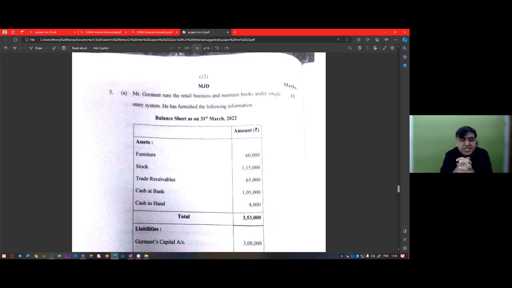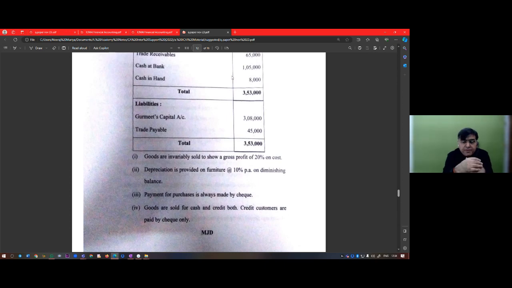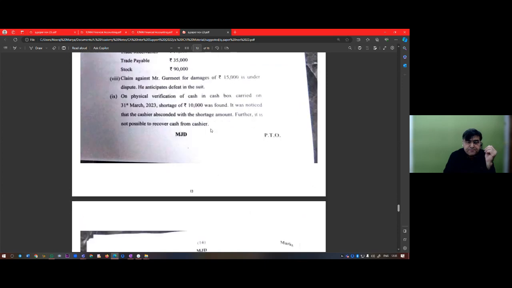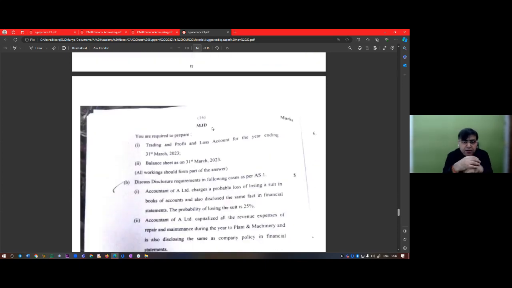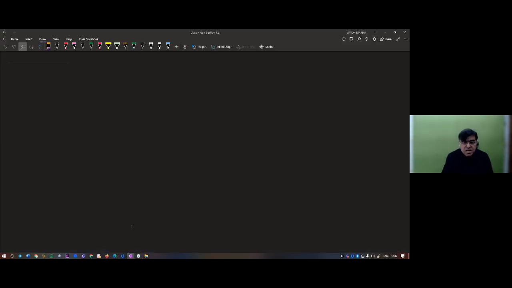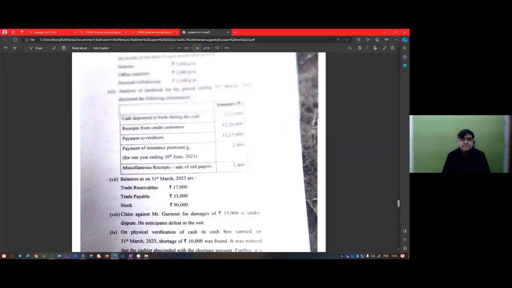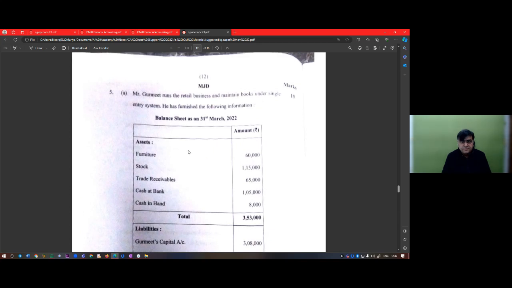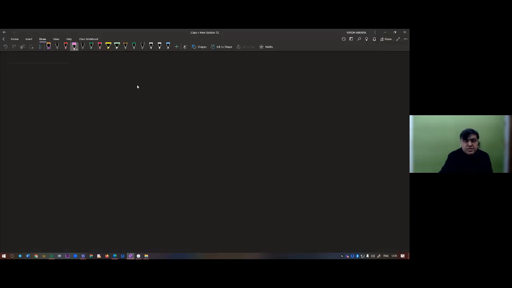You have furniture, stock, receivables, cash and bank, capital account and trade payables, and that's all. What you have to prepare is the trading P&L account and balance sheet. Let's begin. Books of Mr. Gurmeet, who runs a business in the single entry system.